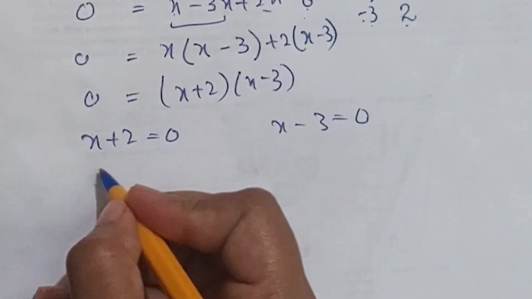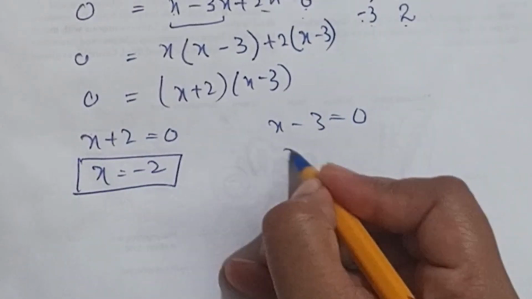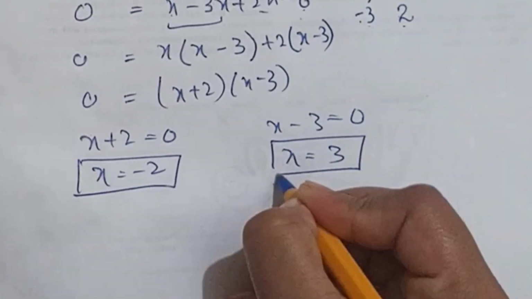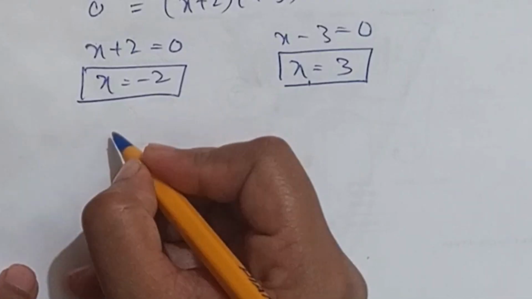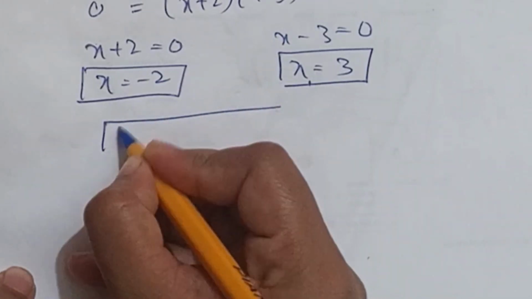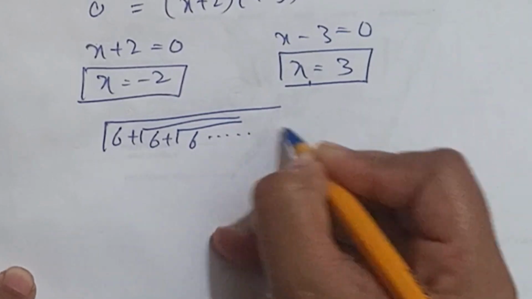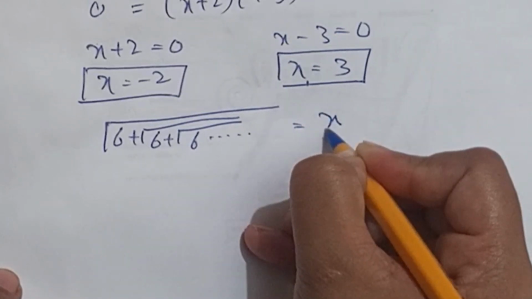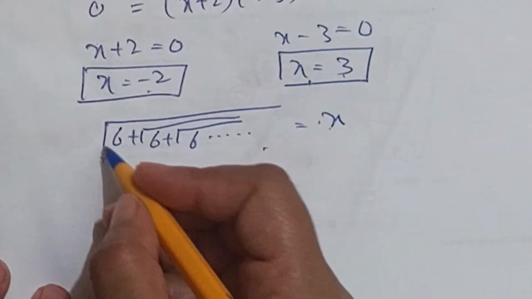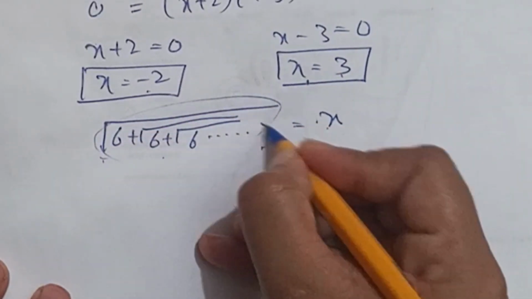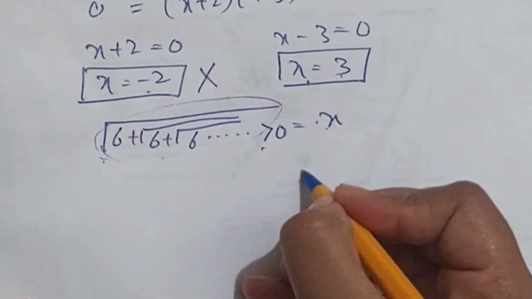Now if we subtract 2 on both sides, then x is equal to minus 2. And if we add 3 on both sides, then x is equal to 3. So we get two answers for x. First is minus 2 and second is 3. Our question is the square root of 6 plus the square root of 6 plus the square root of 6, and so on. We let this equal x, and we get two answers for x: minus 2 and 3. This whole term is greater than 0, and minus 2 is not greater than 0. So our answer is 3.